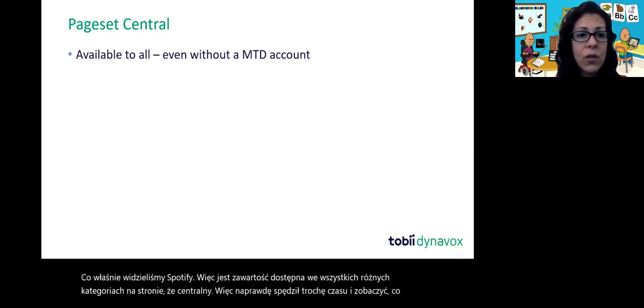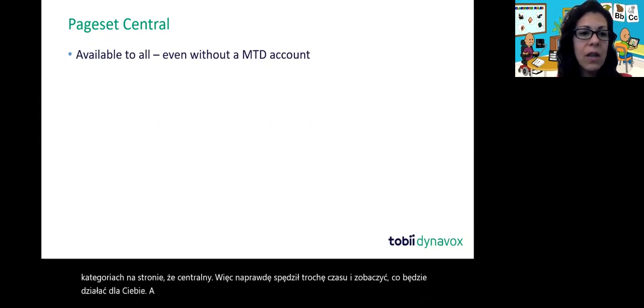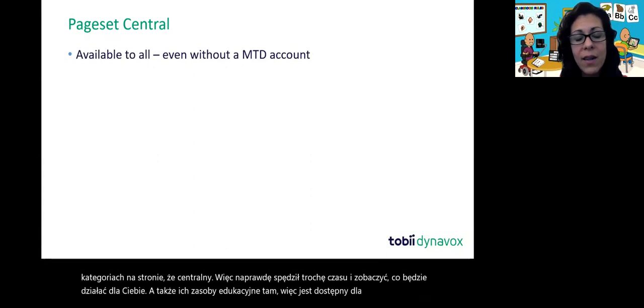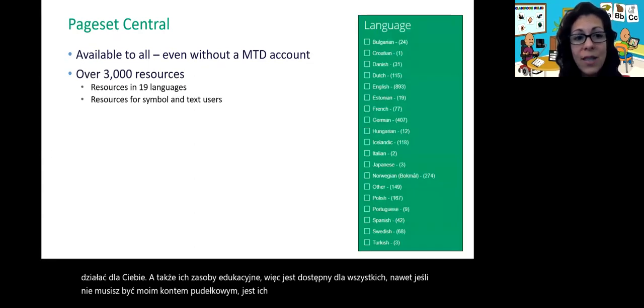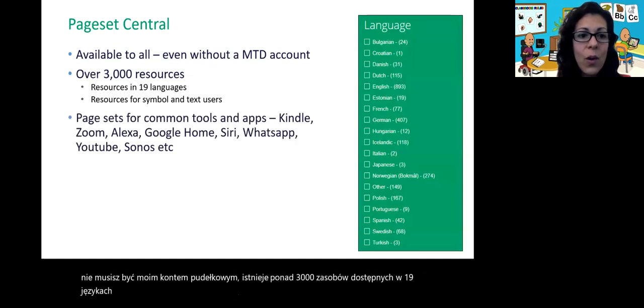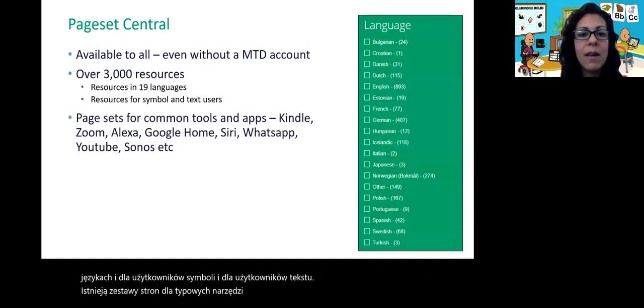And also there are educational resources there. So it's available to everyone, even if you don't have a Tobii Dynavox account. There are over 3,000 resources available in 19 languages, and for symbol users and for text users. There are page sets for common tools and apps like Kindle, Zoom, Alexa, Google Home, WhatsApp, Sonos.